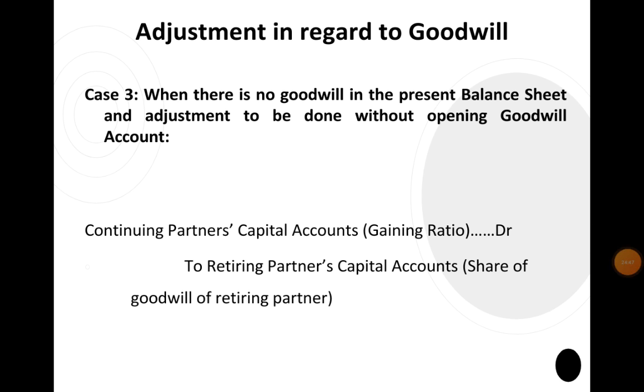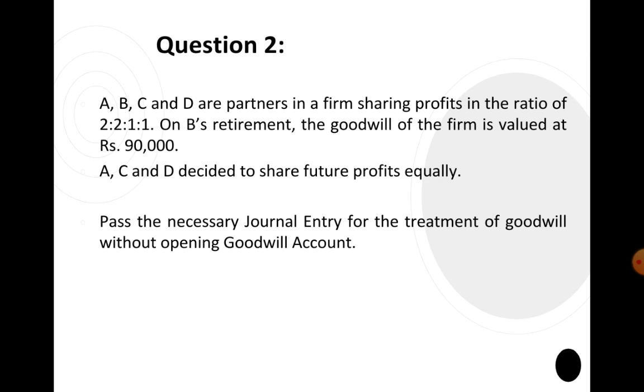In this case, the continuing partners' capital accounts will be debited in the gaining ratio, and the retiring partner's capital account will be credited with his share of goodwill. So the journal entry we can see there: continuing partners' capital accounts, in the gaining ratio, debited to the retiring partner's capital account with the share of goodwill of the retiring partner. So look at a small question.